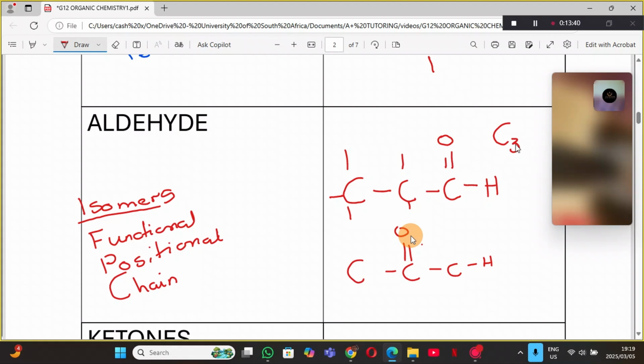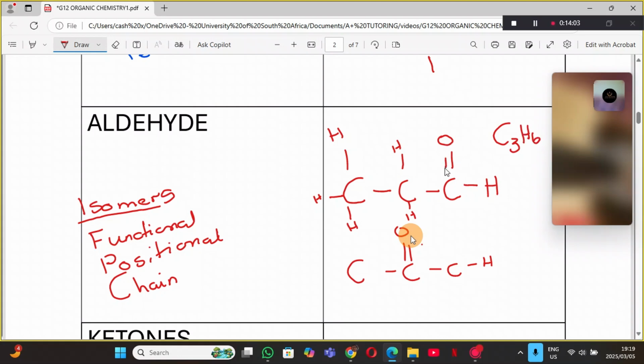How many H's do we have? Count all these lines that I drew. They're all H's, just that I didn't write the H's. 1, 2, 3, 4, 5, 6 hydrogens total. So we have H6, right?